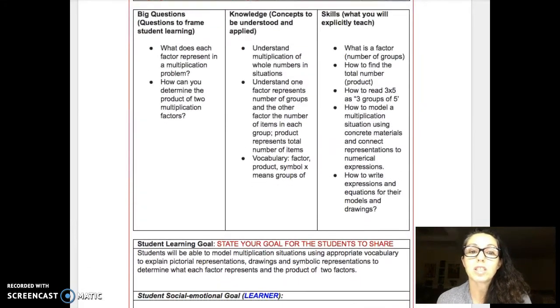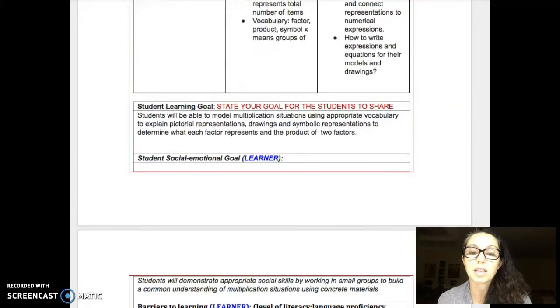So based on these knowledge, skills, and big ideas, I can then kind of synthesize this information into a student learning goal. This might be something that I share with my students. So students will be able to model multiplication situations using appropriate vocabulary to explain pictorial representations, drawings, and symbolic representations, to determine what each factor represents and the product of 2 factors. So no longer am I just determining if my students know what 3 times 5 is, but they need to understand conceptually what 3 groups of 5 is and what each factor within that problem represents.